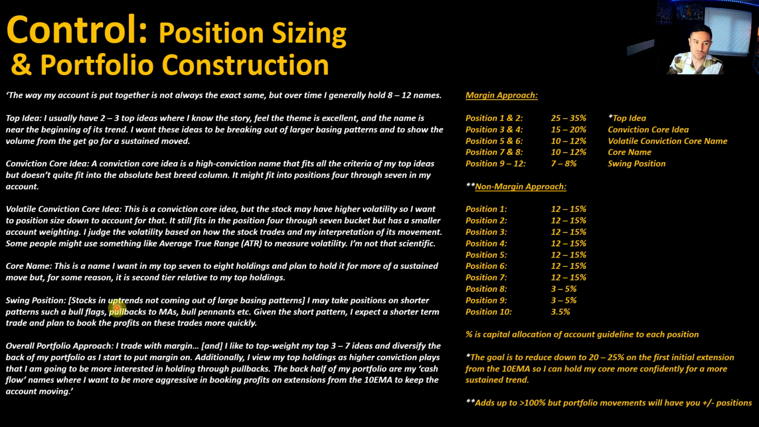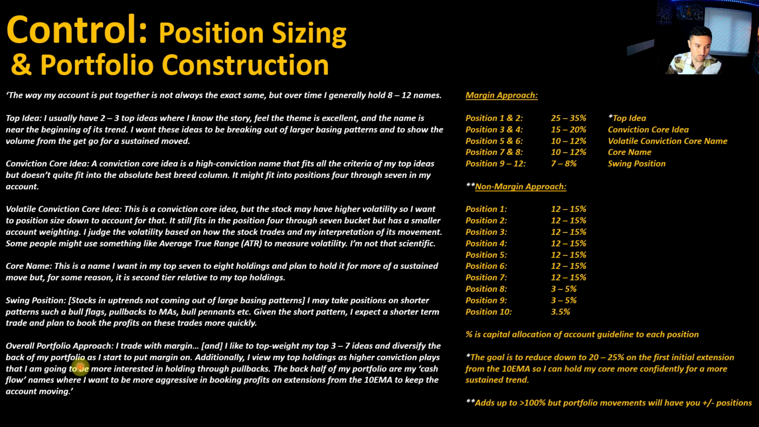Swing position, stocks in uptrends not coming out of a large basing pattern. I may take positions on shorter patterns such as bull flags, pullbacks to moving averages, bull pennants. So some of those much shorter patterns we've been looking at in the context of an uptrend, like 3-4 day pullbacks, maybe 5 day pullbacks into key moving averages. So it could be outside reversals, could be, as Oliver was saying there, the flag type patterns as well. Could be a wick play as well. Given the short pattern, I expect a shorter term trade and plan to book the profits on these trades more quickly.